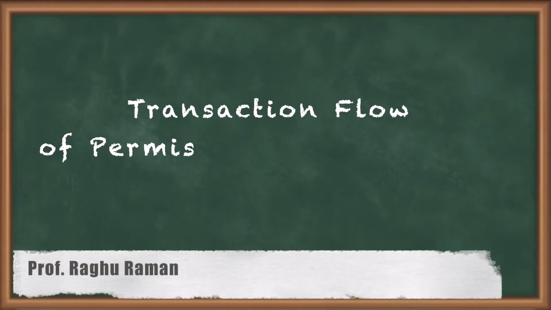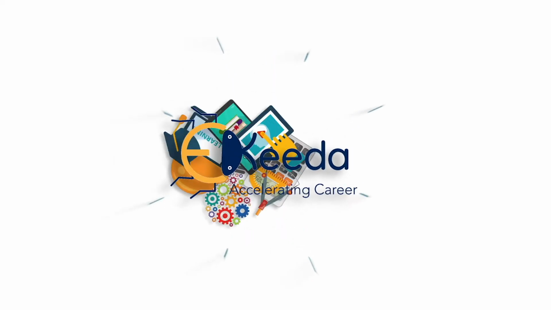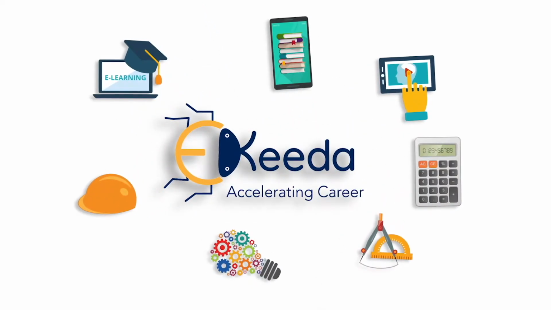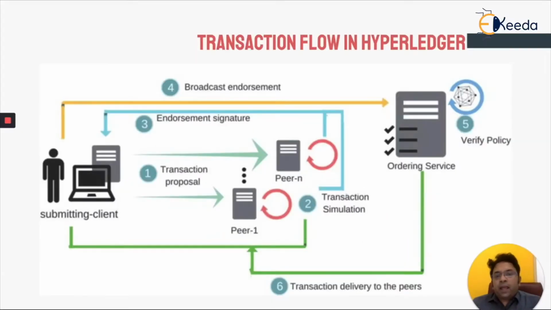In this section, we are going to look at the first permissioned blockchain called Hyperledger. We'll talk about the transaction flow of Hyperledger to understand how this permissioned blockchain space differs from the permissionless blockchain in terms of executing the transactions.